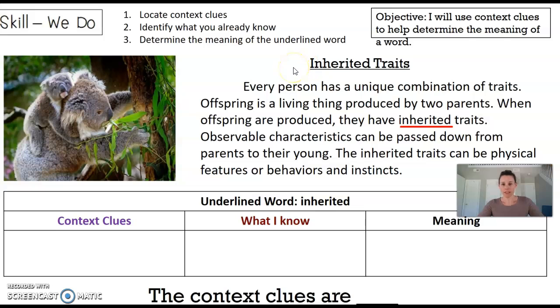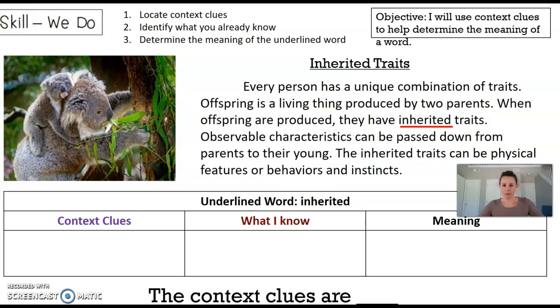Let's go ahead and take a look at the text that we're looking at today. Inherited traits. Every person has a unique combination of traits. Offspring is a living thing produced by two parents. When offspring are produced, they have inherited traits. Observable characteristics can be passed down from parents to their young. The inherited traits can be physical features or behaviors and instincts.